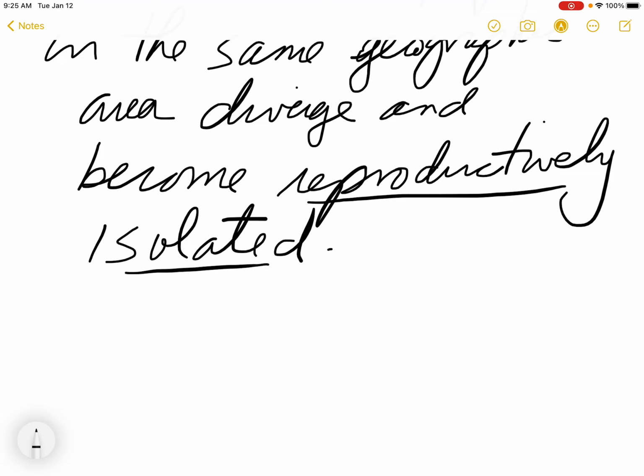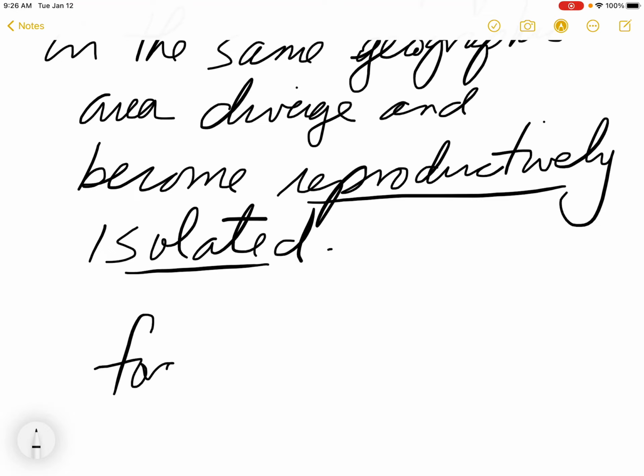Okay, so we're talking about a geographical location, and you have a particular species in this location, and for some reason the species begins to diverge genetically. This is more common with plants, I would think, this kind of speciation. I'm going to give you some examples to show you what I mean.